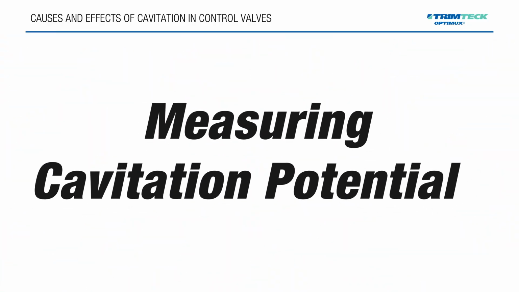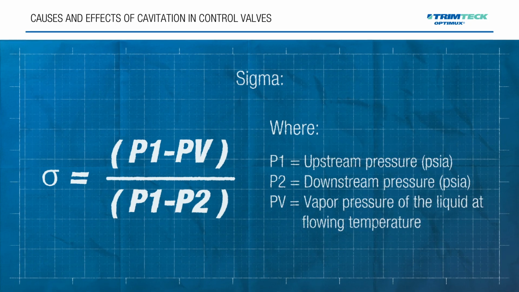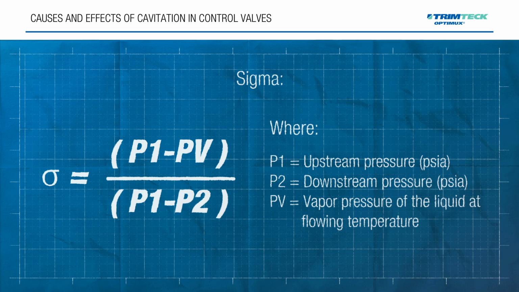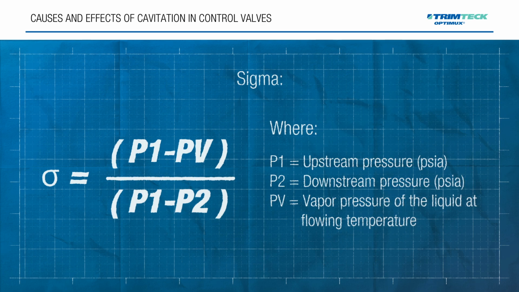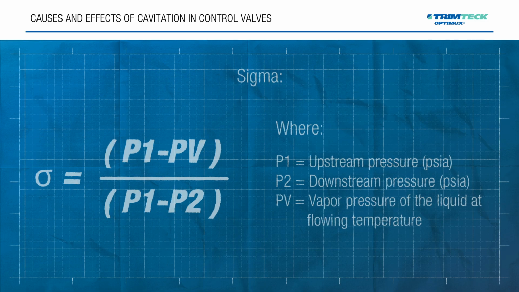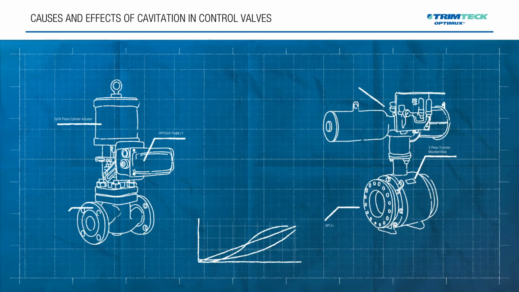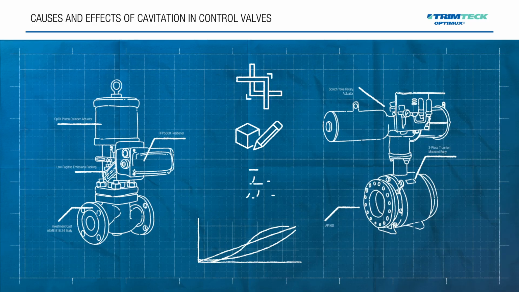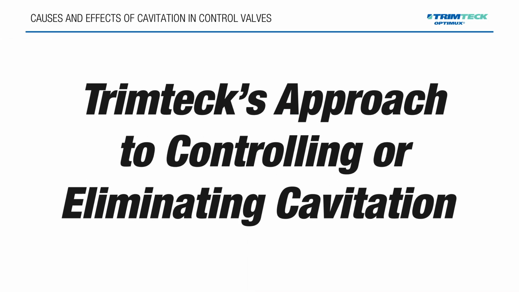Measuring cavitation potential. Engineers measure cavitation potential using the sigma cavitation index, the ratio of a fluid's resistance to vapor formation versus its tendency to form vapor. Trimteck uses this index, along with decades of lab and field data, to select the right trim, valve type, and material for each application. Trimteck's approach to controlling or eliminating cavitation.